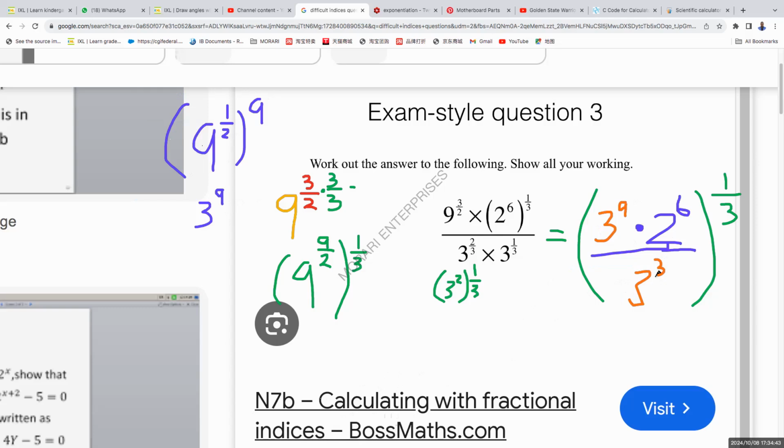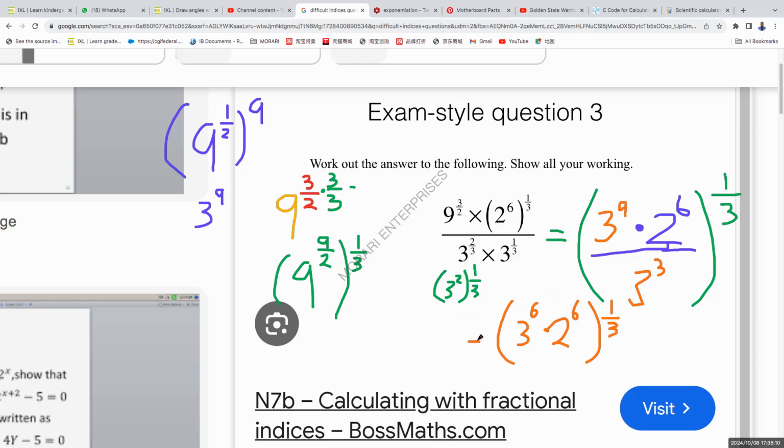So that's all. And then now here becomes 3 to the power 9 minus 3. So 3 of these 3s will cancel 3 of the 9 3s up there. And we'll have 3 to the power 6 times 2 to the power 6, all in bracket to the power 1/3.